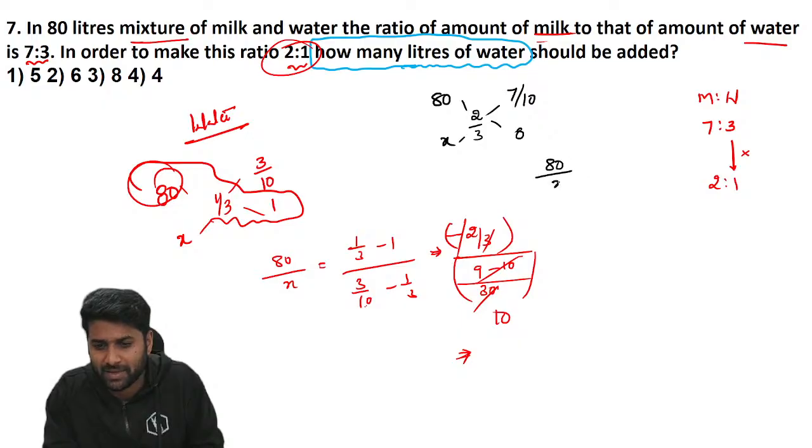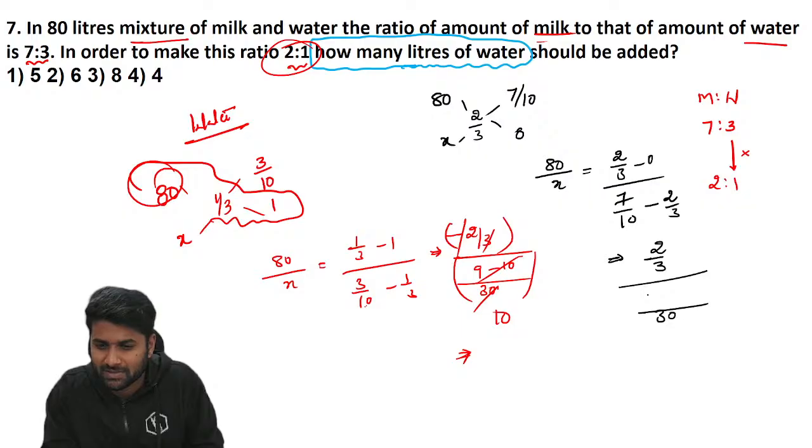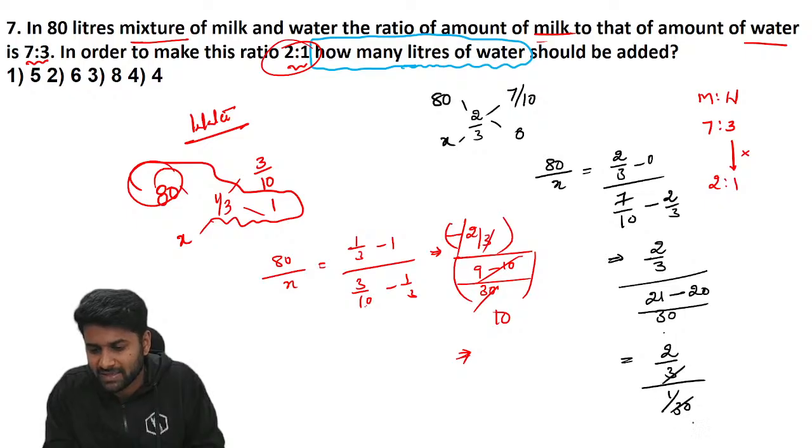So answer 80 by x is equal to 2 by 3 minus 0 divided by 7 by 10 minus 2 by 3. For the simplification, 7 and 3 LCM is 30. So 3 times 7, 21 minus 20, that is 1 by 30. Now 2 by 3 divided by 1 by 30. So 3 exactly 10 times. Now the ratio become, you will get the numerator is 20. So 20 liters, here is also 20 liters.